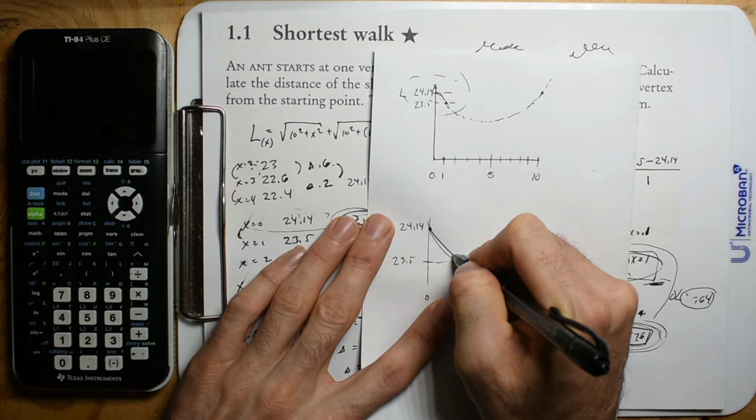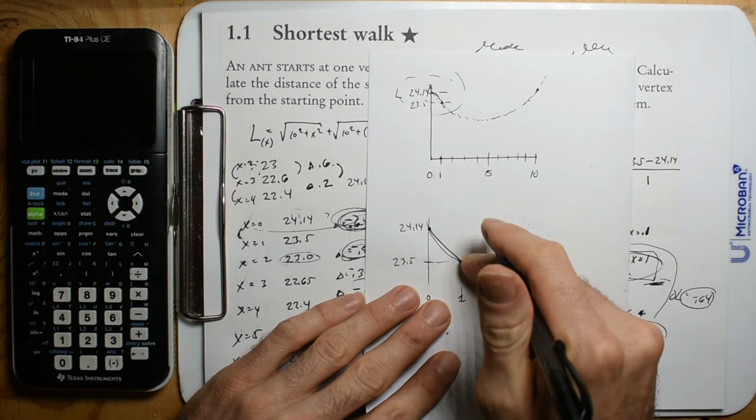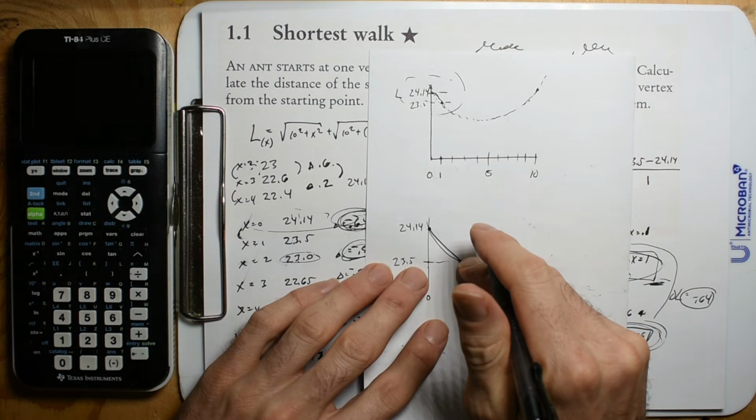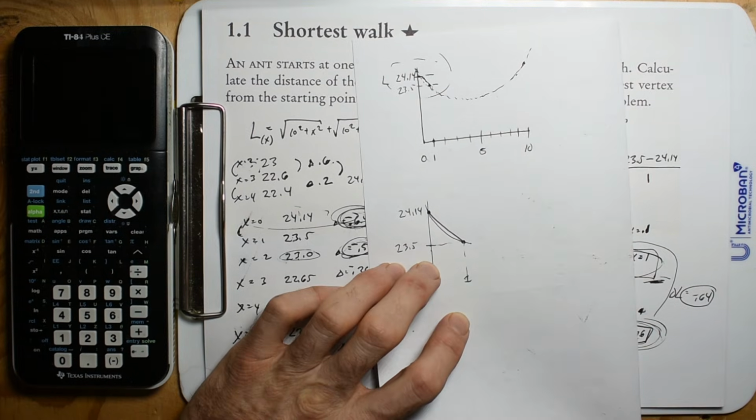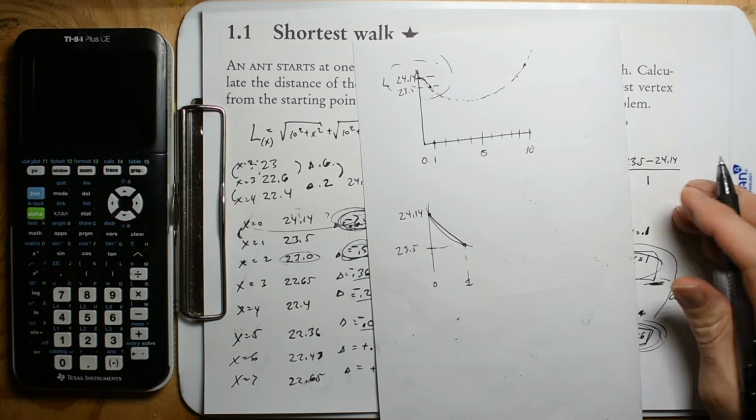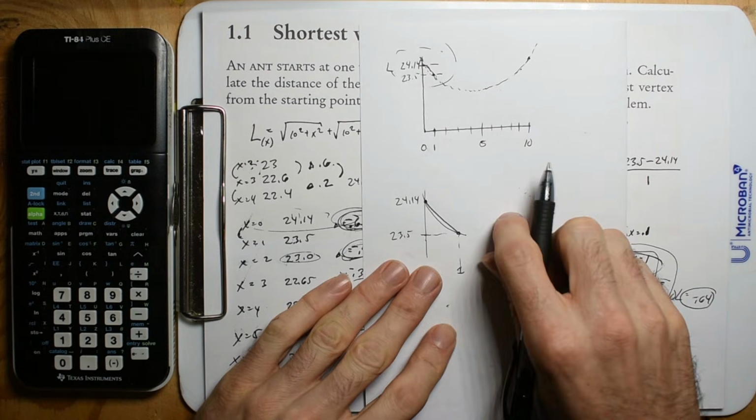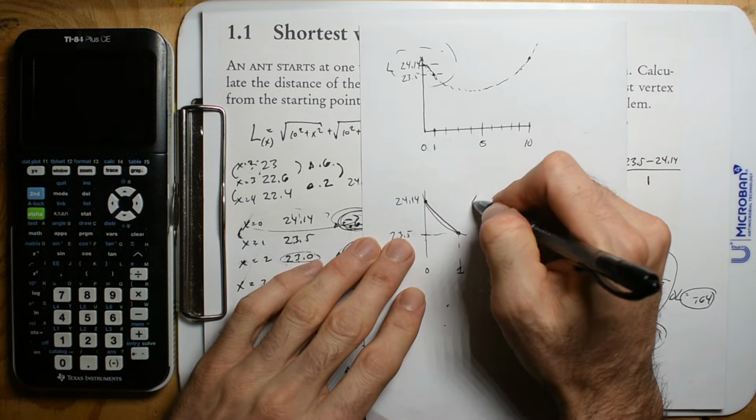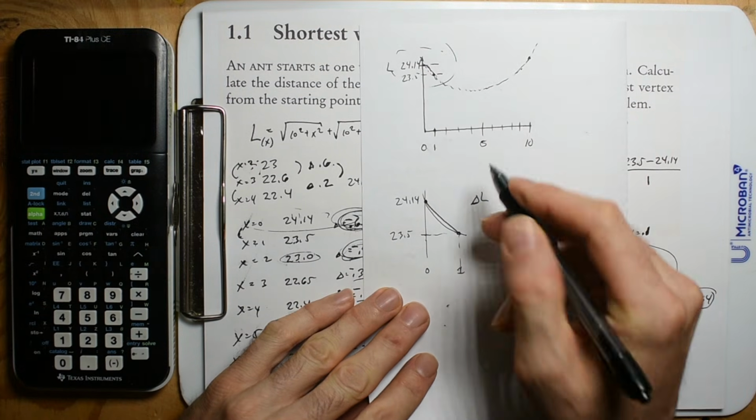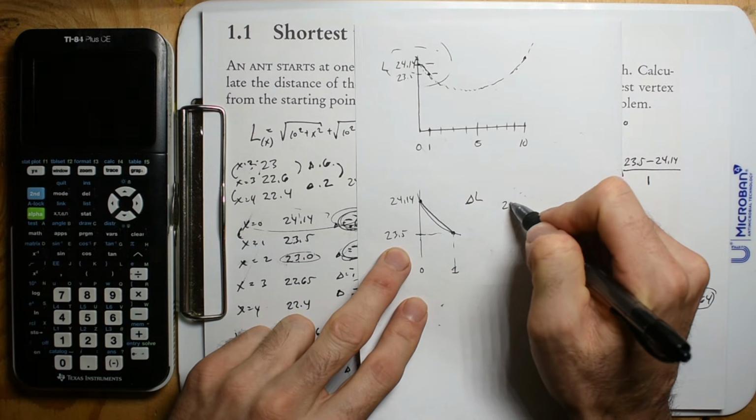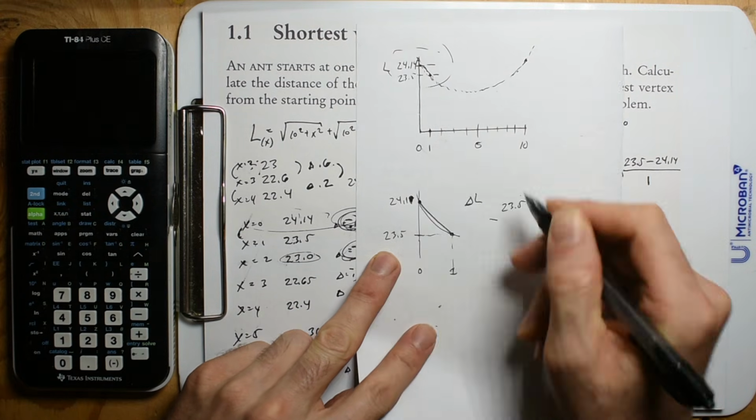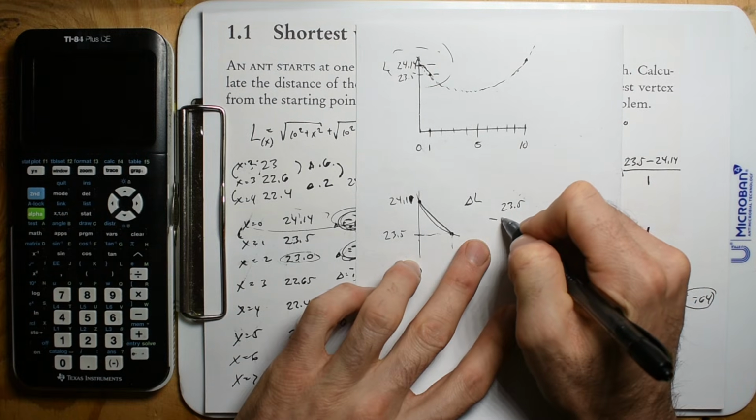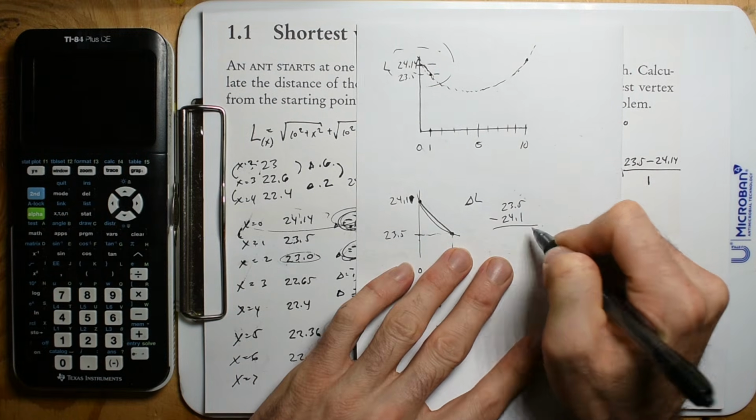If you take a straight line from here to here, this is what our... yeah, this makes sense. This represents our average change in length, because we can just see that we take 23.5 and then subtract. I'm just going to say this is 24.1, and so we're going to do 23.5 minus 24.1.